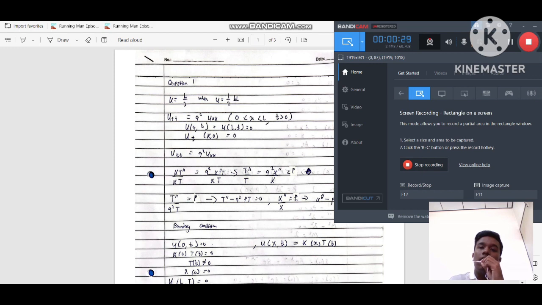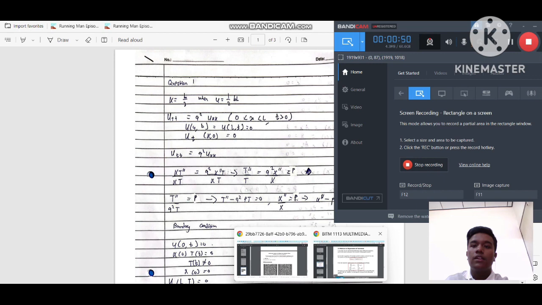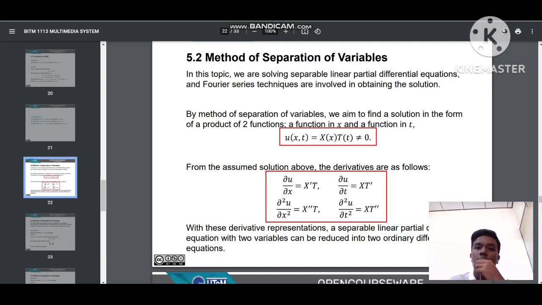X is stated as 0 is smaller than x and x is smaller than L, and t is bigger than 0. Okay, so this is the equation u_tt equals a square u_xx. This is when we rearrange the equation. So next we have to change according to these slides. From the assumed solution, if it's d u over dx, we're going to have to change it to X prime T, d square u over dx square equals X double prime T, and the same goes for the t derivative. So the main difference is we put the prime at t and the prime at x.